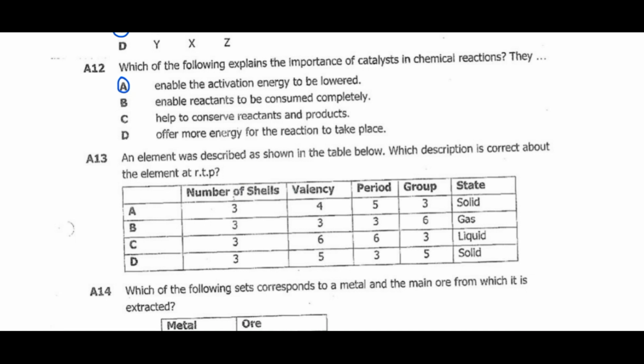Let us analyze these numbers. So the answer here is C. Number of shells 3, valence 6, period 6, then group 3, the state is liquid.